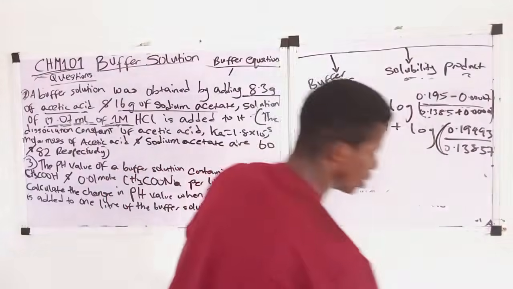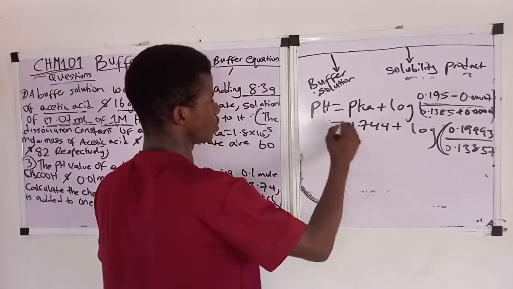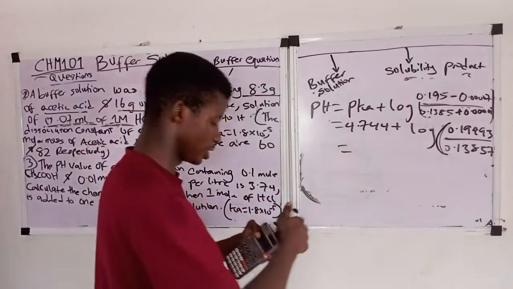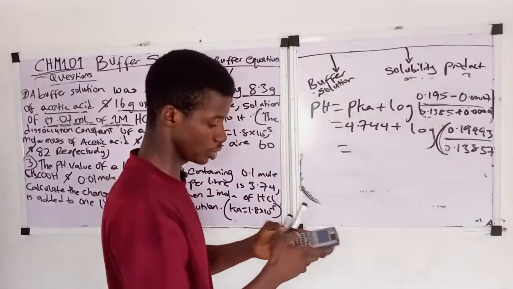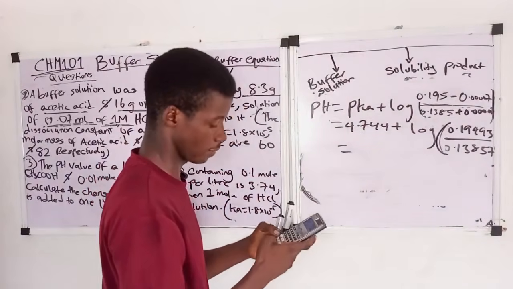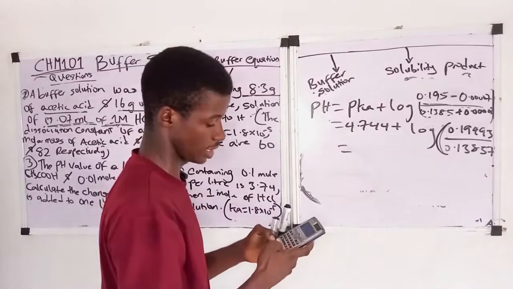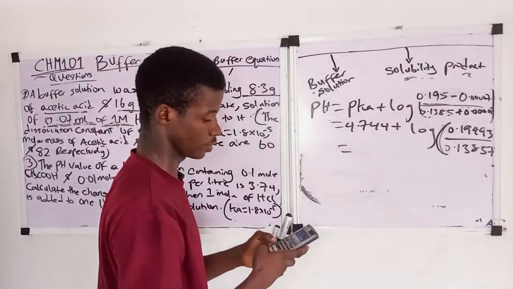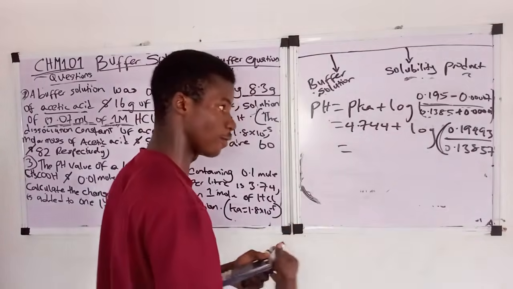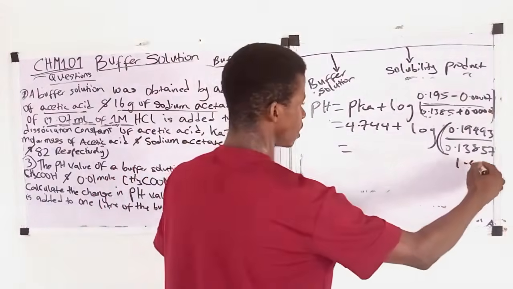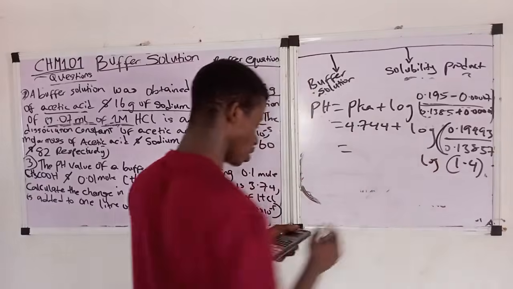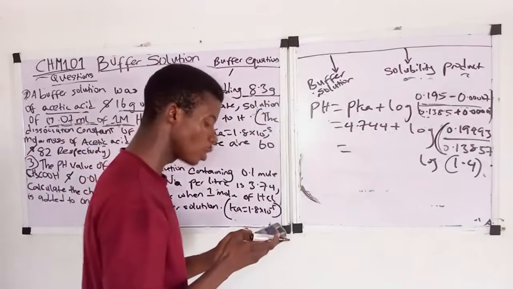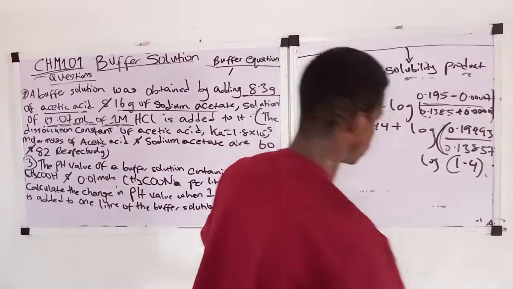Let me just do it straight, or let us divide it first. So 0.19493 divided by 0.13857. If you do it, you get 1.4. So we have 1.4 here. Then we look at the log. So the log of 1.4 is 0.146.